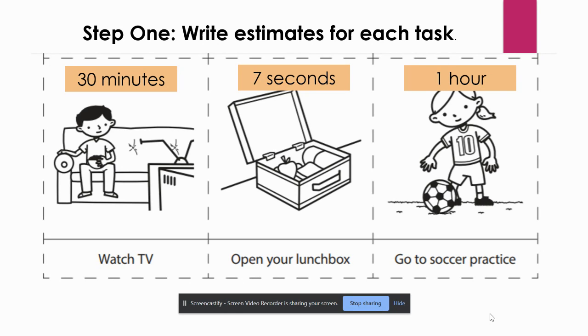So step 1 is to go through every single one of the task cards on both pages and write out your estimate for the time it takes to complete each task. Make sure that you're writing it inside the box because you're going to cut these out and you don't want to cut the time off.